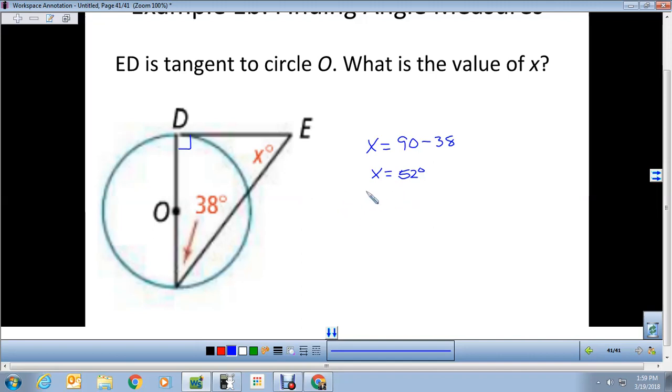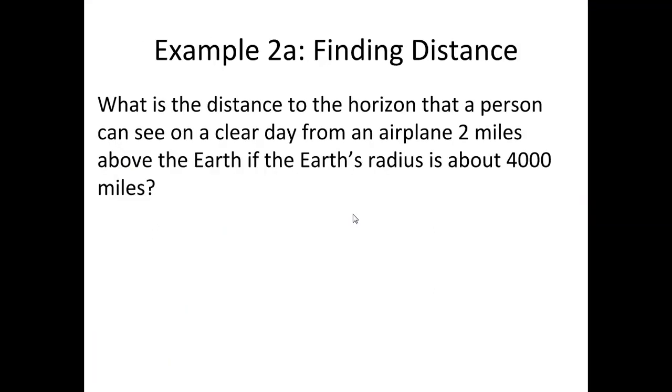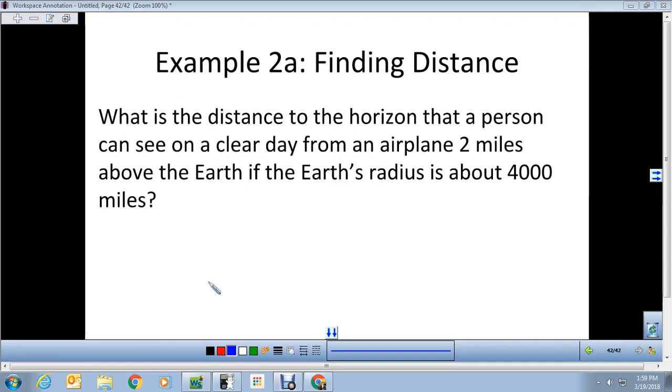So let's take a look at the next part, finding distance, an application problem. What is the distance to the horizon that a person can see on a clear day from an airplane 2 miles above the Earth if the Earth's radius is about 4,000 miles? So this one can be kind of hard to see. You did see this back when we did chapter 8. We had a problem similar to this. So I'm going to redraw it here so you can see what we are looking at.